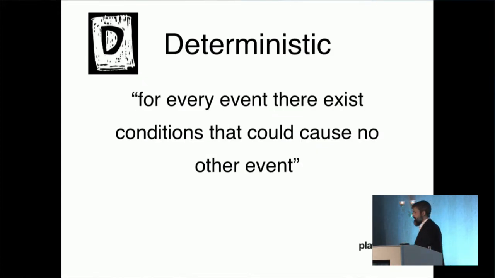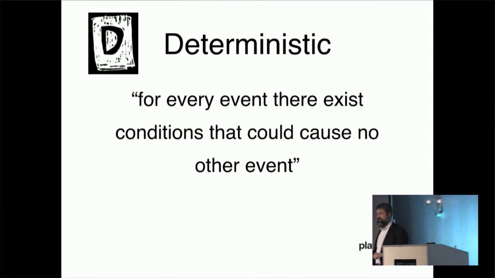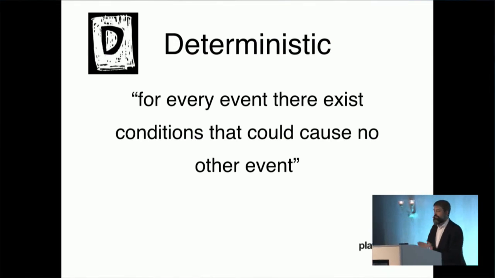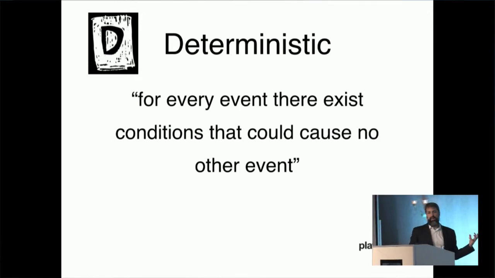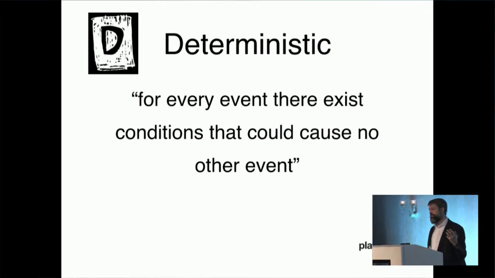Okay, finally, O.C.D. We have orchestrated, we have consistent, now deterministic. Deterministic means that for every event there exist conditions that could cause no other event. That basically means if I throw a ball into the air in a vacuum and there's gravity, I know where it's going to land. There's no other place it can land. I predict what's going to happen because there can be no other result.